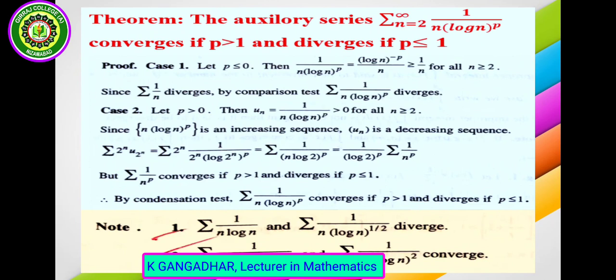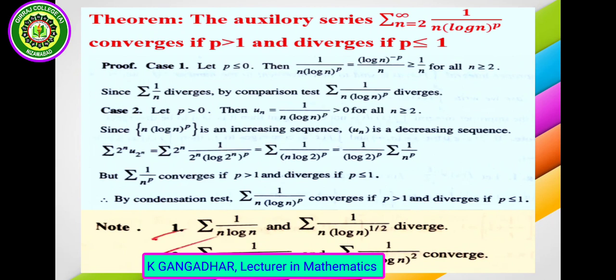Next we find the value of sigma 2 power n u_(2 power n). That value we get is sigma 1 by n power p. We apply the p test: for p greater than 1, the series sigma 1 by n power p is convergent, and for p less than or equal to 1, sigma 1 by n power p is divergent. So by the condensation test, for p greater than 1, sigma 1 by (n log n) whole power p is convergent, and for p less than or equal to 1, the series is divergent.